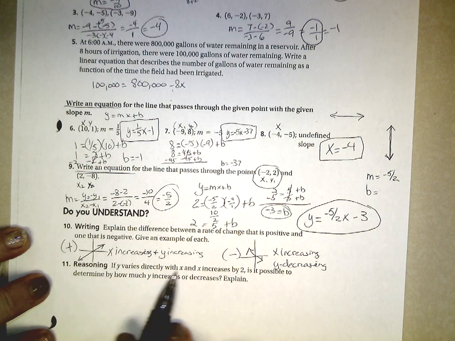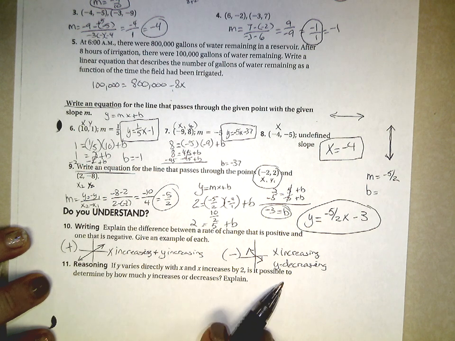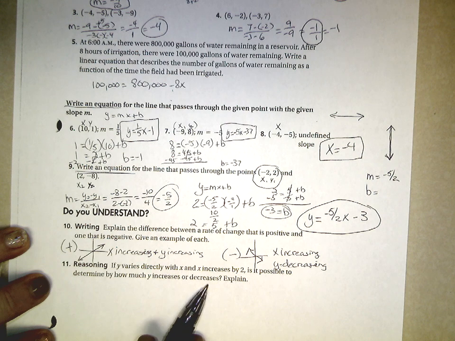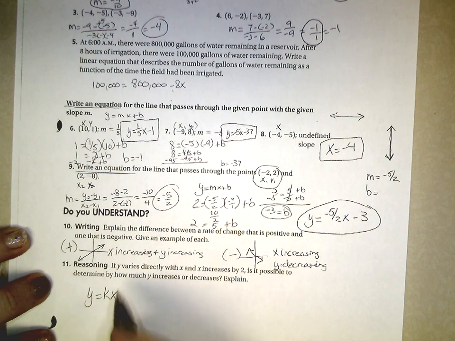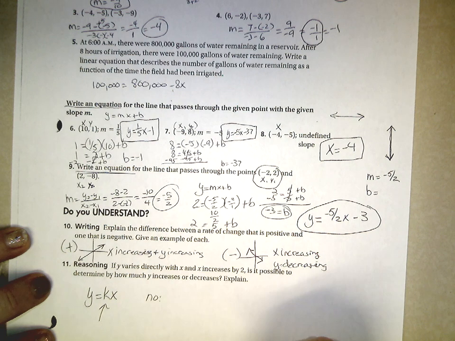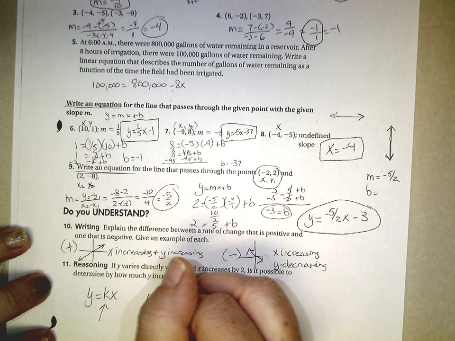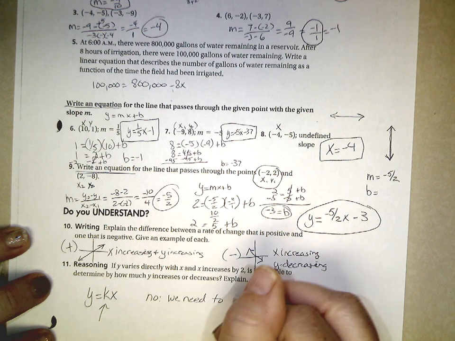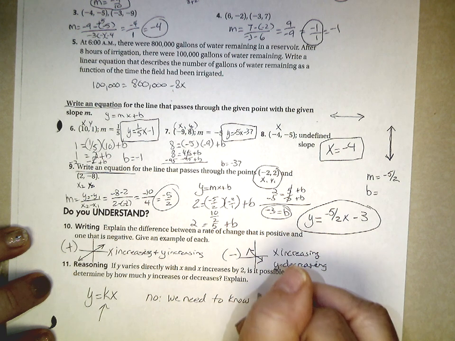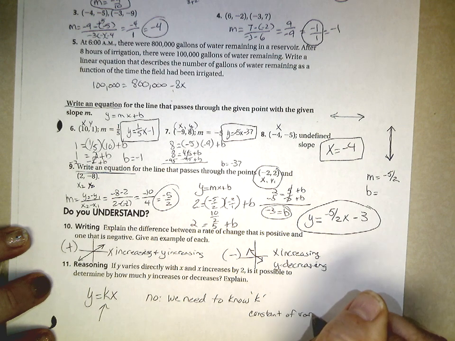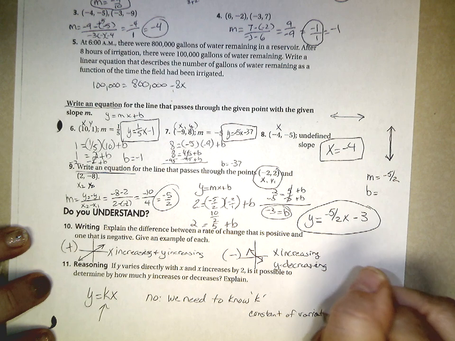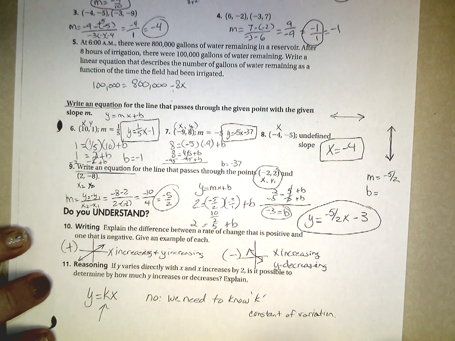Number 11, if y varies directly with x and x increases by 2, is it possible to determine by how much y increases or decreases? Explain. Well, this has to do with y equals kx. Remember our constant of variation. And we need to know that, not just what x is doing. So we cannot tell what this is doing. We need to know k, which is our constant of variation. So this would kind of be one of those, they didn't give us enough information. So the answer is no.